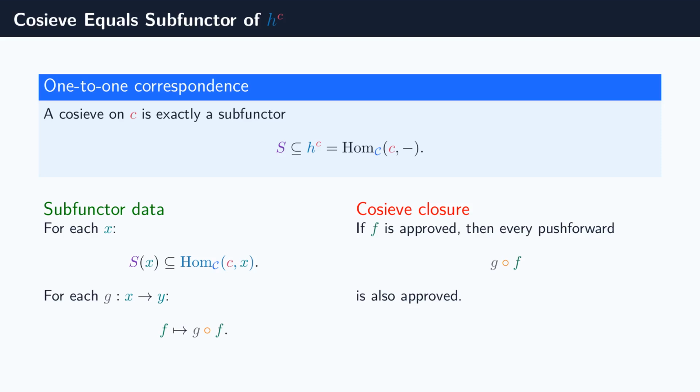The main statement of Part 2 now matches Part 1 perfectly. A cosieve on C is exactly a subfunctor of H superscript C, the covariant Hom-Functor Hom from C to blank. The subfunctor data gives selected outbound Hom sets. The cosieve closure says those selections are stable under post-composition. Again, two languages describe the same structure.